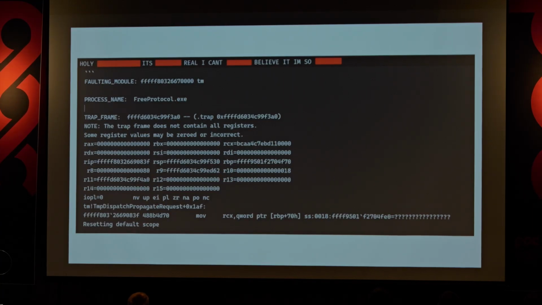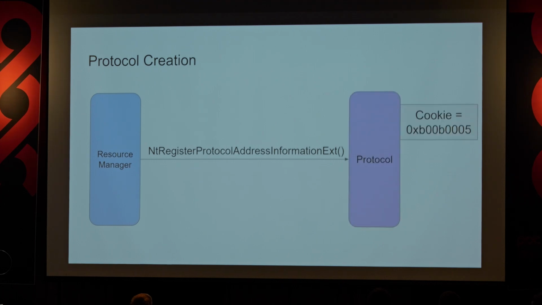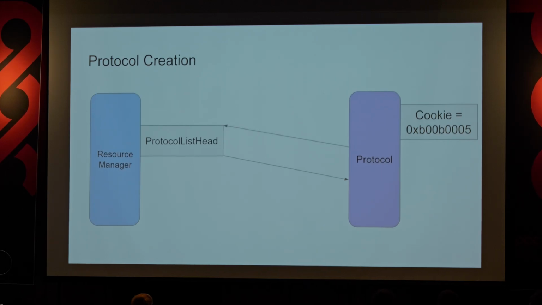So what is the cookie 5 object? The cookie 5 object is a protocol. It's created when we call NtRegisterProtocolAddressInformationExt on a resource manager handle. This function allocates and initializes the protocol object, and in doing so, it adds this protocol object to the resource manager's protocol list head linked list.